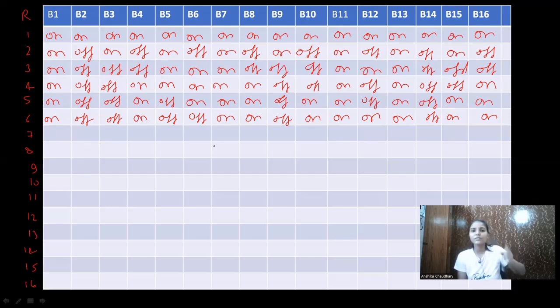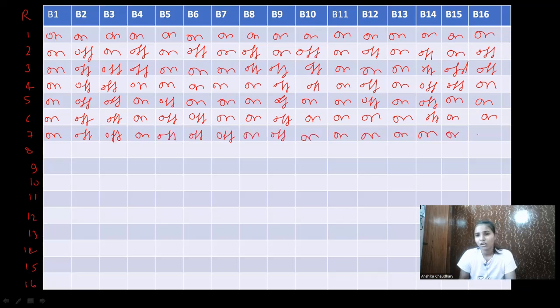Seventh. So every seventh bulb will be toggled in its state. The seventh and 14th bulb will be toggled. So the seventh bulb is this. So it will be toggled, so it will become off, and the 14th bulb will be on. Right? Now all the bulbs will remain as they are. On, off, off, on, on.